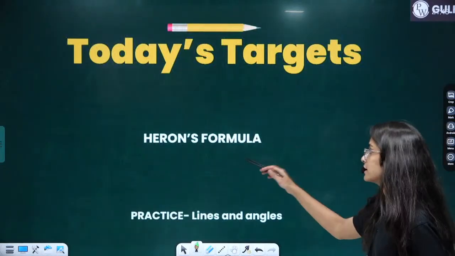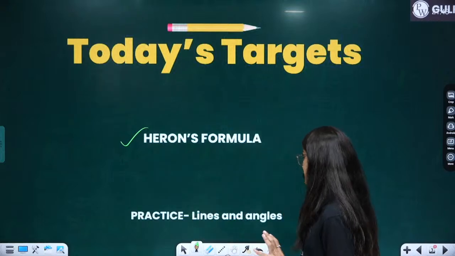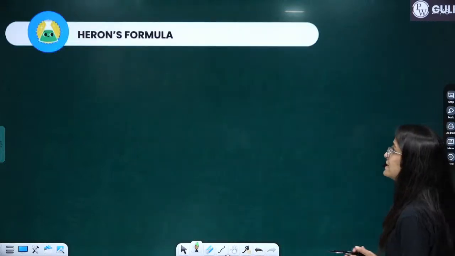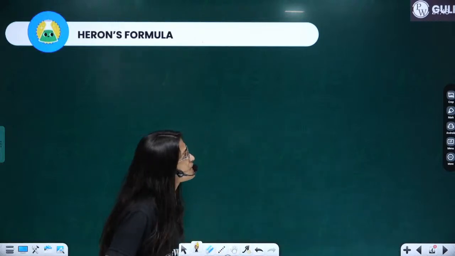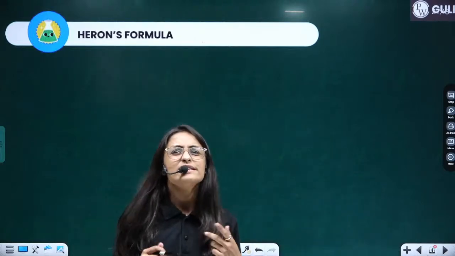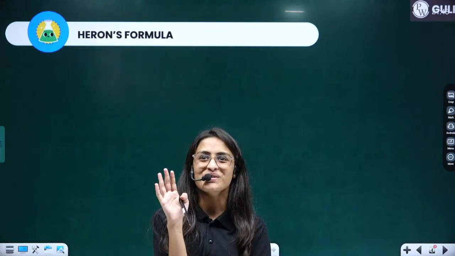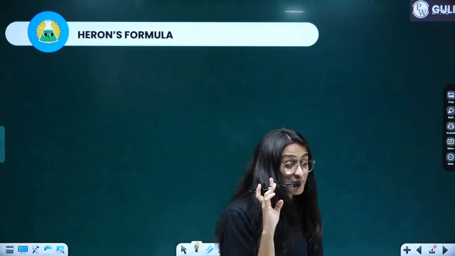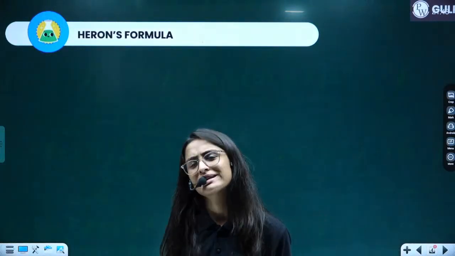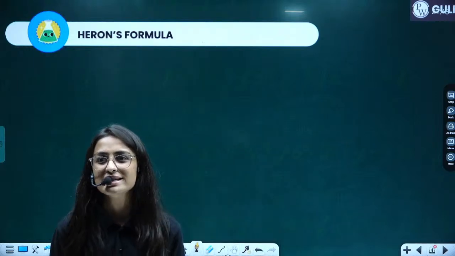So yeah, moving forward. Now today's session, it's all clear. We'll be going with Heron's formula and then we'll be practicing a few questions from lines and angles. Before starting with Heron's formula, we have done a lot of chit chat. I've spent more than 15 minutes chatting, but it was also an important part of today's session.